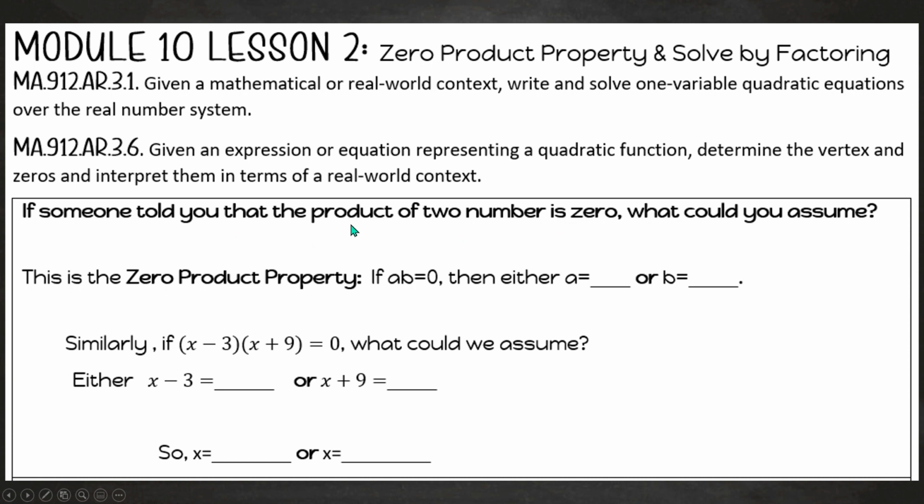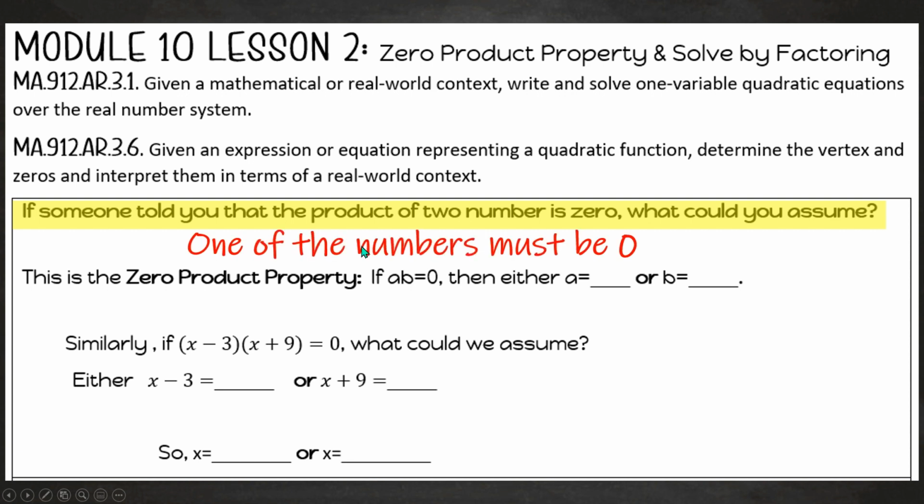All right, so if I told you that the product of two numbers is 0, and remember product means multiplication, what could you assume? The product of any number times another number has to equal 0. Well, then that means that one of the numbers must be 0. So this is what we call the zero product property. If A times B is equal to 0, then either A has to equal 0 or B has to equal 0. But one of those two numbers, one of those two factors, must be 0.